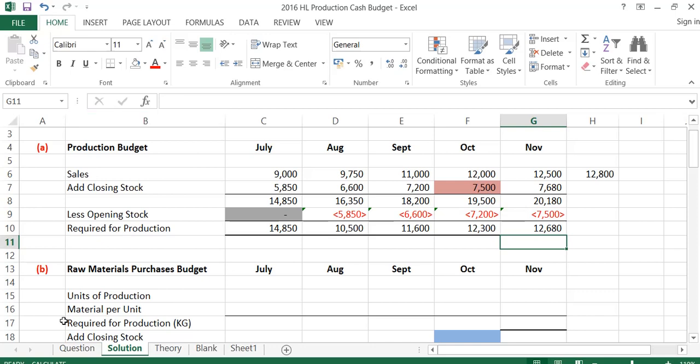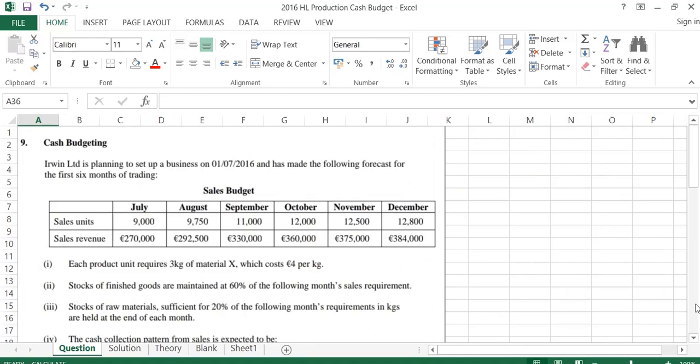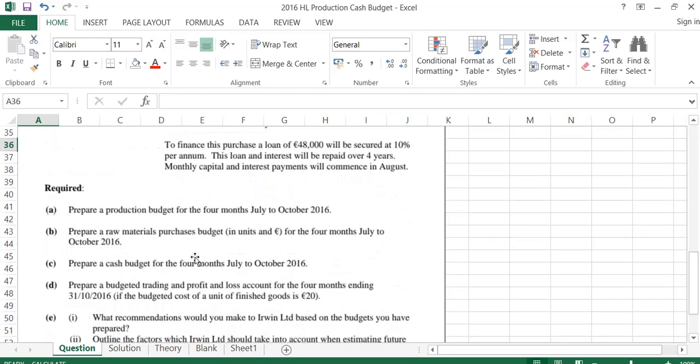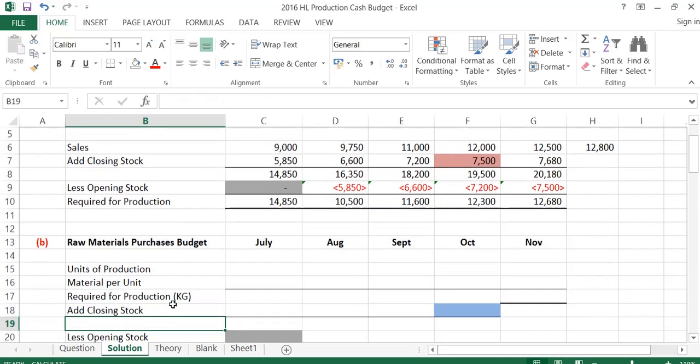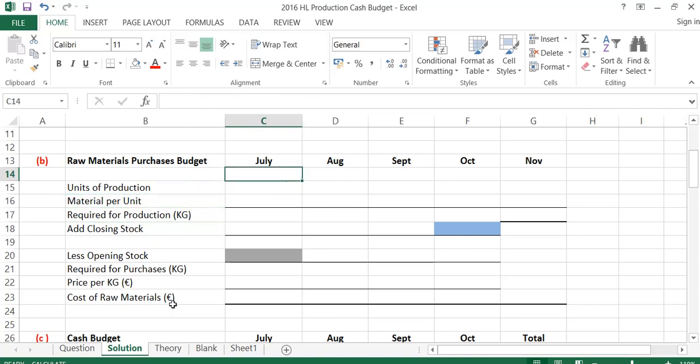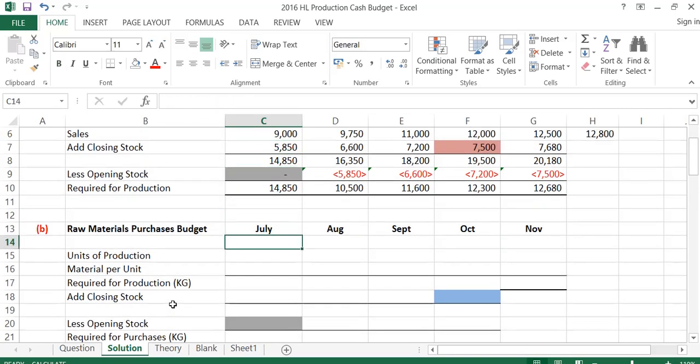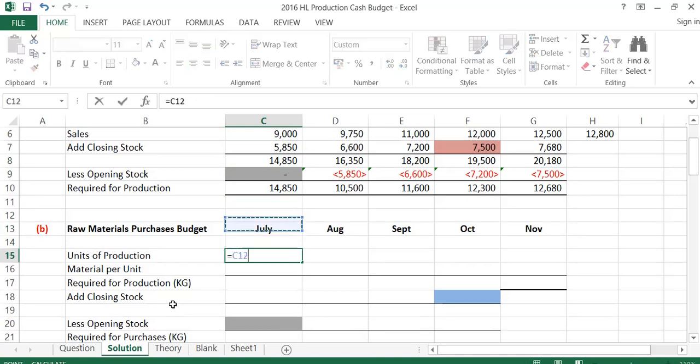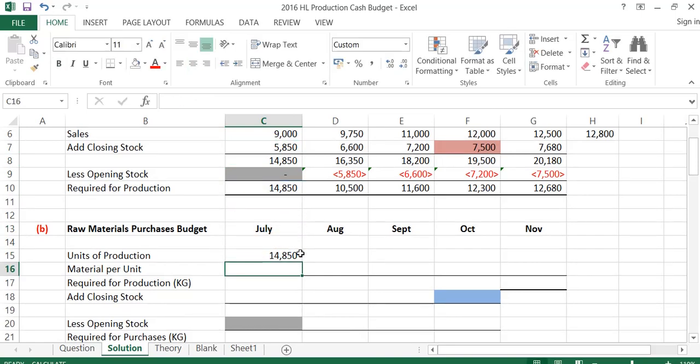The second part, part B of the question, is to prepare a raw materials purchases budget in units and euros for the 4 months July to October. So we need to see how many kgs of the materials we need to buy in units, and then we just multiply by the purchase price to see the quantity in euros. And again, this will be a standard layout here, so you could fill this in first and then start putting in the figures. So the first figure that needs to go in are the units of production each month, which I simply get from above here.